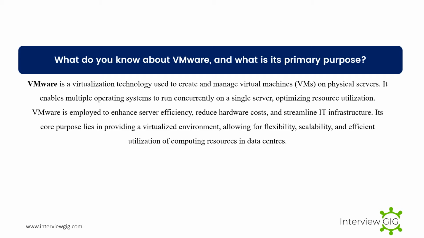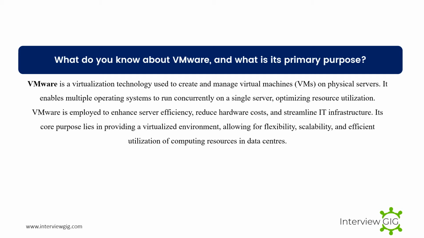What do you know about VMware, and what is its primary purpose? VMware is a virtualization technology used to create and manage virtual machines, VMs, on physical servers. It enables multiple operating systems to run concurrently on a single server, optimizing resource utilization. VMware is employed to enhance server efficiency, reduce hardware costs, and streamline IT infrastructure.